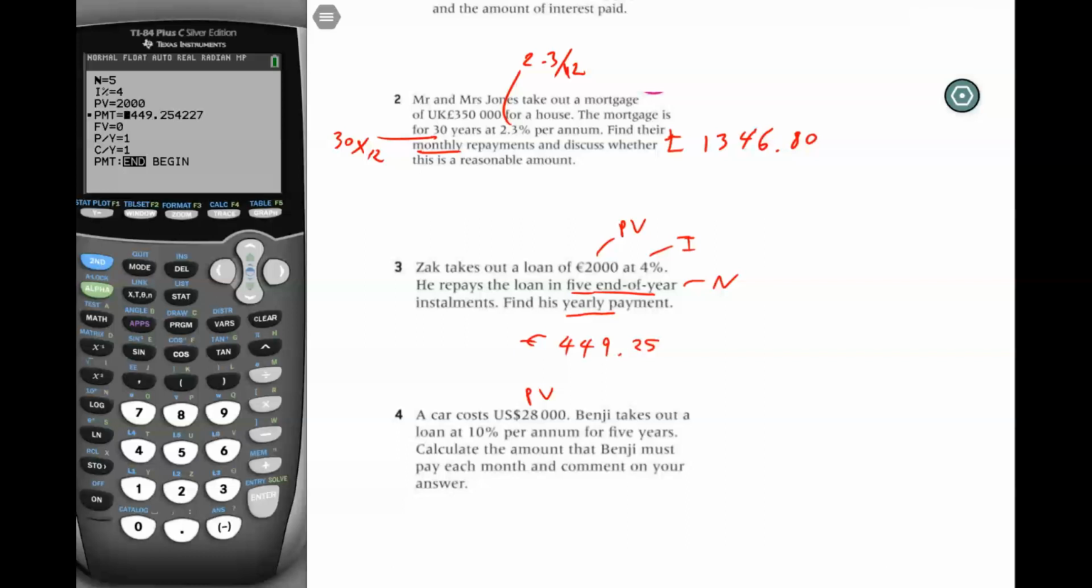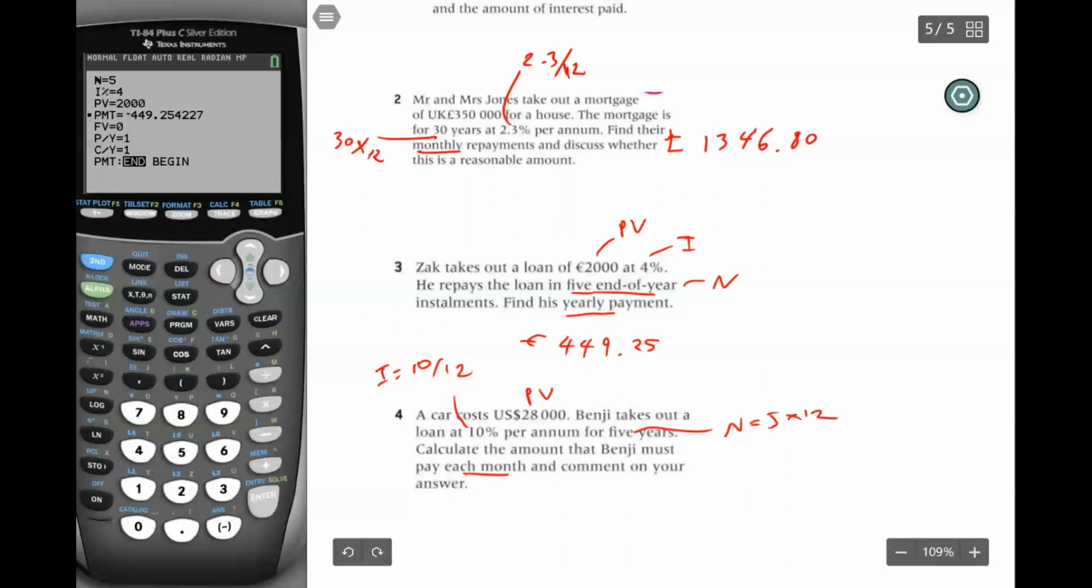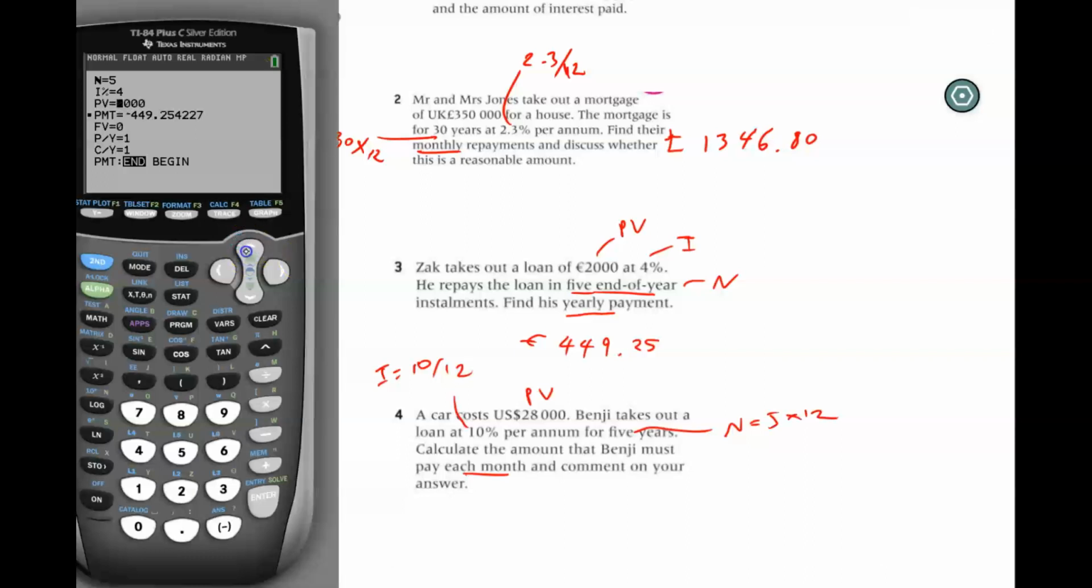Benji takes out a loan at 10%, so that would be our I value, except for the fact that he's going to pay each month. It's going to be a monthly payment. So the 10 needs to be divided by 12 to be put into I. And then 5 years, it would normally be N, except for the fact that this is a monthly problem, so we need to multiply the 5 by 12. Calculate the amount that Benji must pay each month. As usual, we're looking for PMT. Normally, we're looking for PMT in these problems, right?